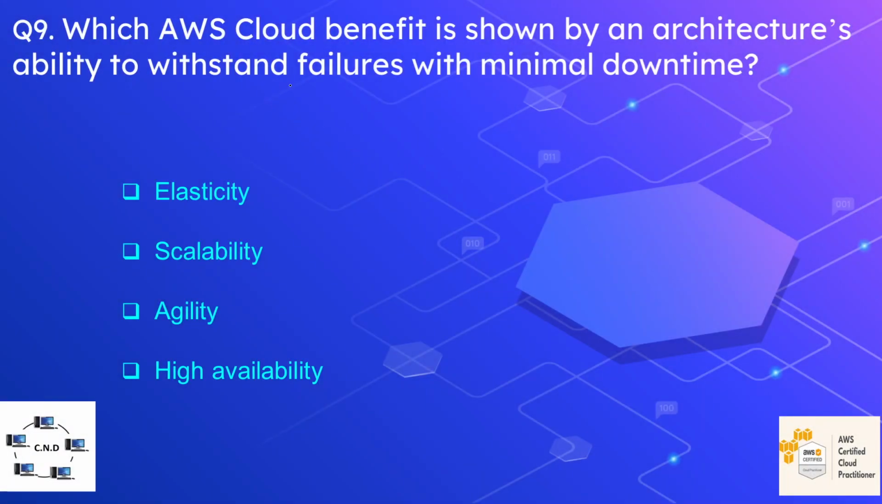Question number 9 is: which AWS cloud benefit is shown by an architecture's ability to withstand failures with minimal downtime? And the options are option A, elasticity, option B, scalability, option C, agility, and option D, high availability. And the correct option is high availability. So the failures or minimal downtime is ensured through the high availability feature.